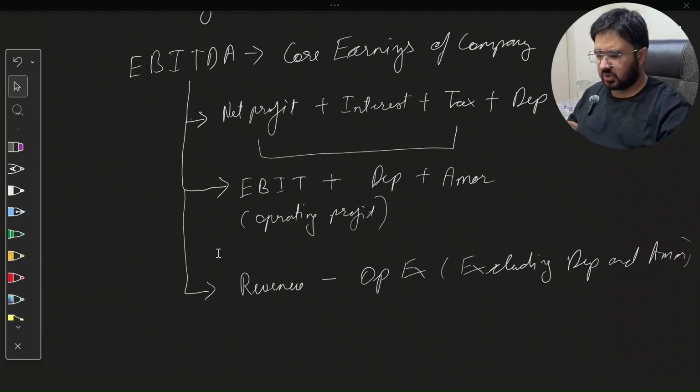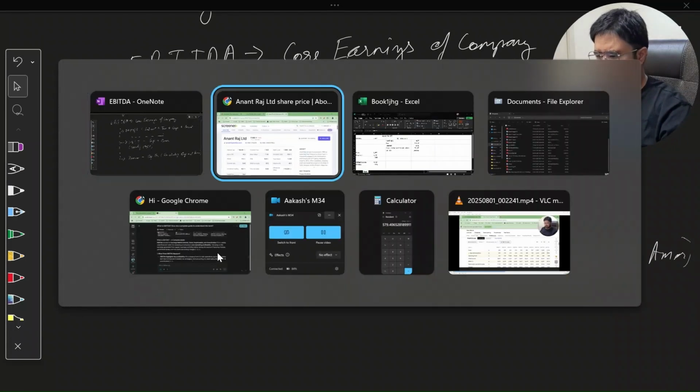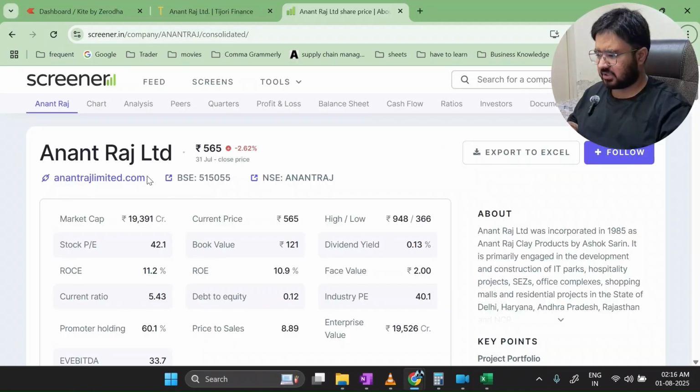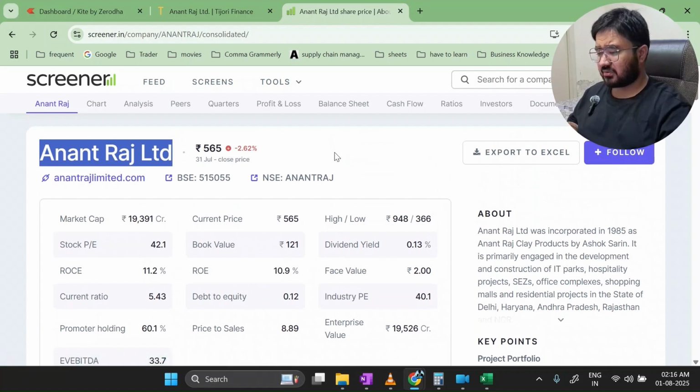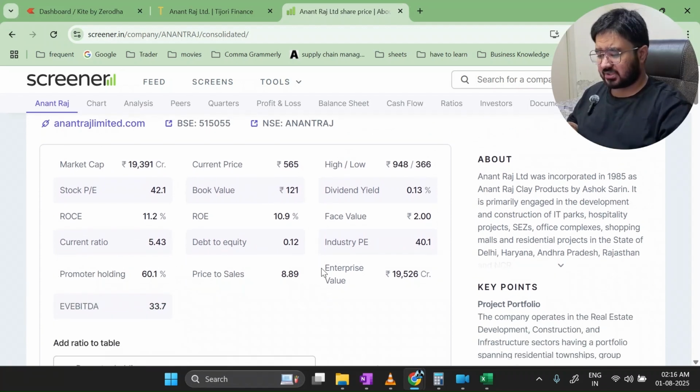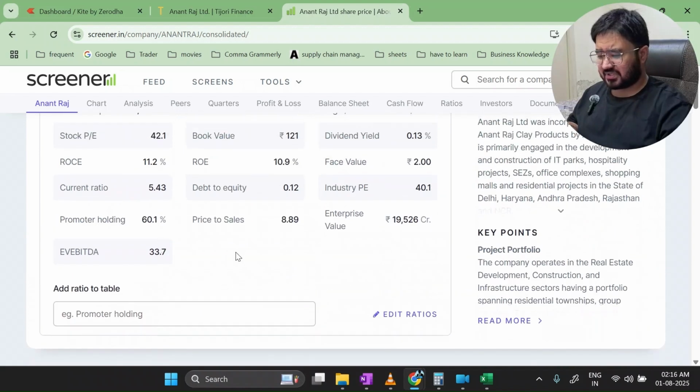Okay, so let's quickly go to the browser and let's show you a real life example. How do we calculate it? So we are calculating it for Anant Raj Ltd. This is a stock which I am right now evaluating, so why not? EBITDA is not given on screeners, however you can calculate it. You have enterprise value given, you have EV EBITDA given, you just have to find out EBITDA.